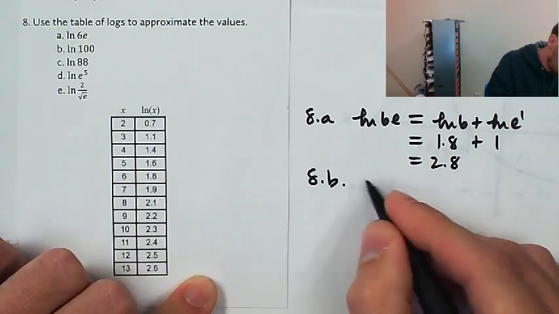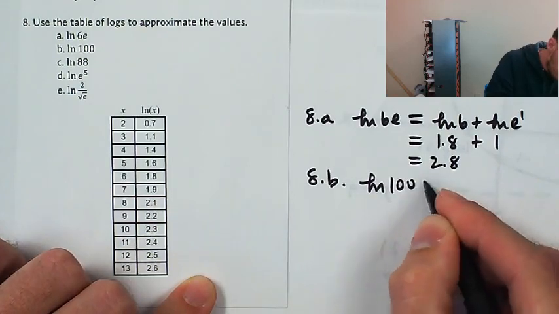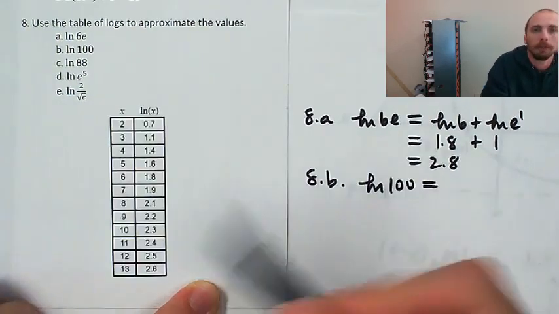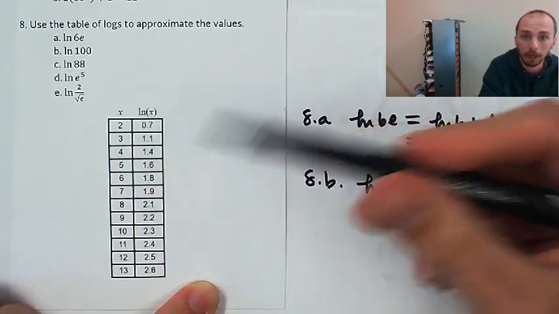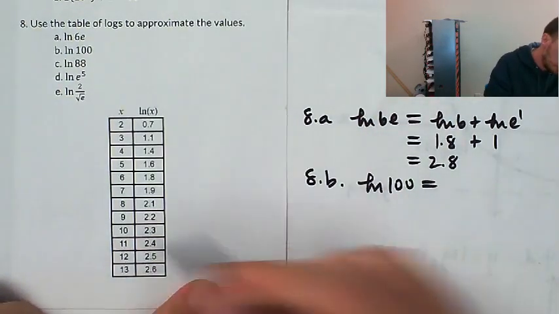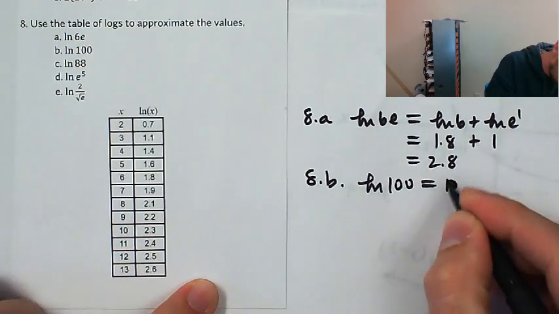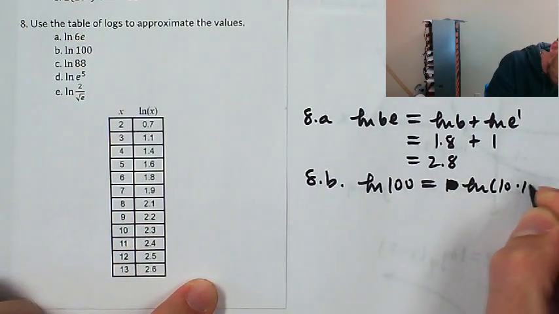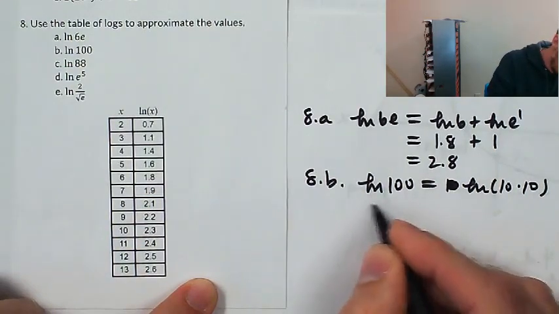8b, natural log of 100. That's not on my table. Okay, so what am I going to do? Write it in terms of the numbers I do have on my table. So this is more log property practice, really. It's going to be 10 times 10. Whoa. Natural log of 10 times 10.